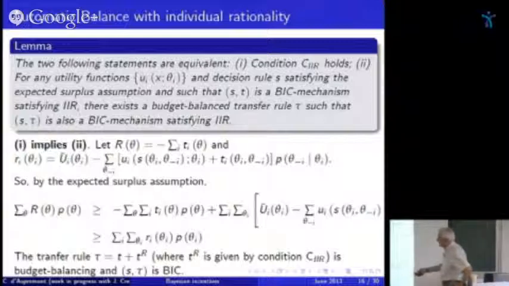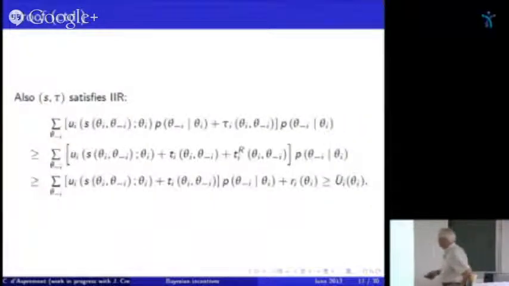From one direction, you have to define R, the big R, and you just take the same idea that big R will balance the surplus. The only new thing is that now you have to define the small Ri. Of course, by the expected surplus assumption, the sum of the expected value of big R is greater than or equal to the sum of the small r, so you get what you want here. Because of the condition, we also get Bayesian incentive compatibility. The last thing to verify is individual rationality, and this comes from the construction of the Ri.